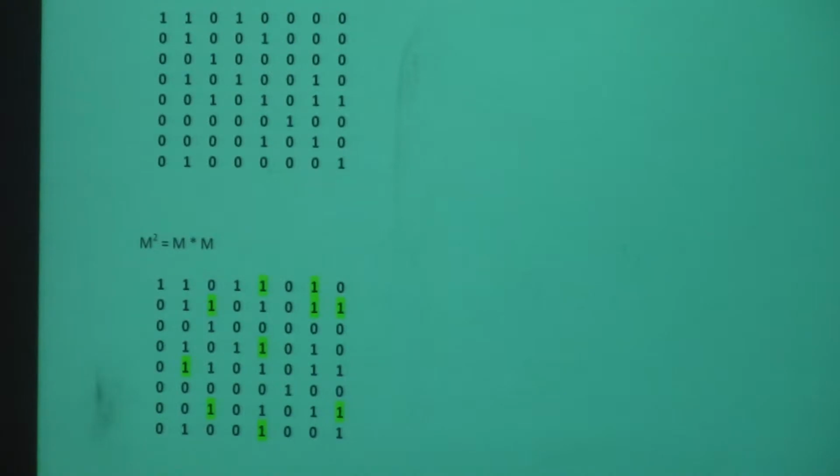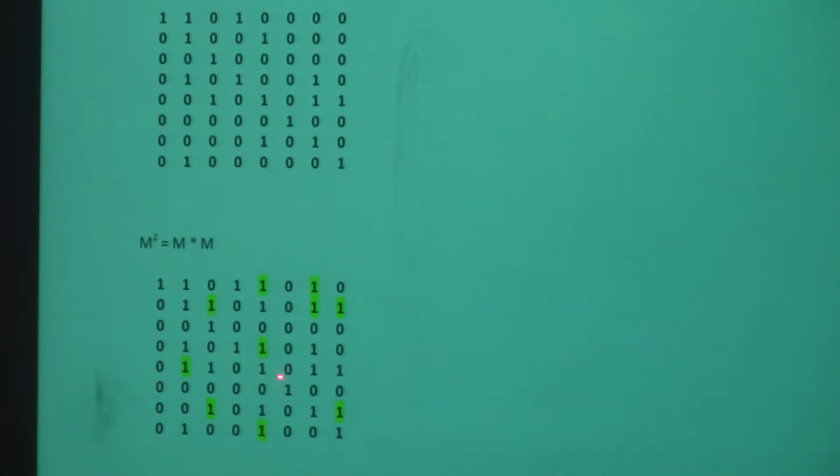All of the yellows are new connections. They're not new edges, they simply say you can get from I to J in 2 steps. Or, if you want to be more general, you can say you can get from I to J. Okay?